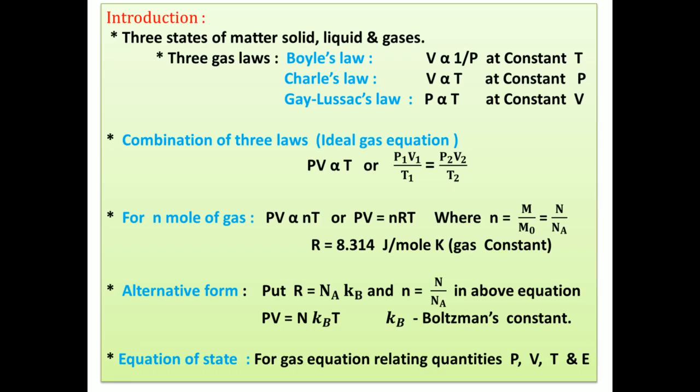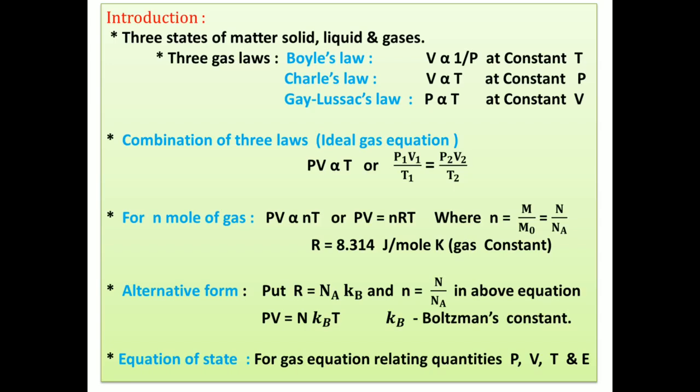If we combine all 3 laws, then from the first law V is inversely proportional to P, from the second law V is directly proportional to T, and from the third law P is directly proportional to T. Then combining these 3 equations, we get PV is directly proportional to T, or you can say PV upon T equal to constant, or P1 V1 upon T1 equal to P2 V2 upon T2.